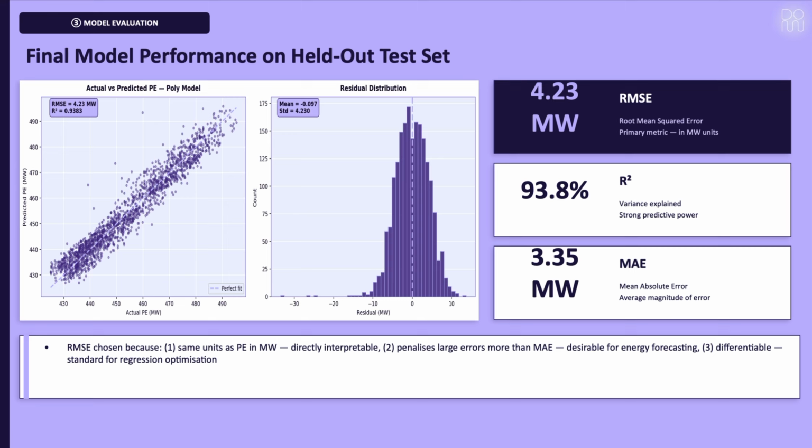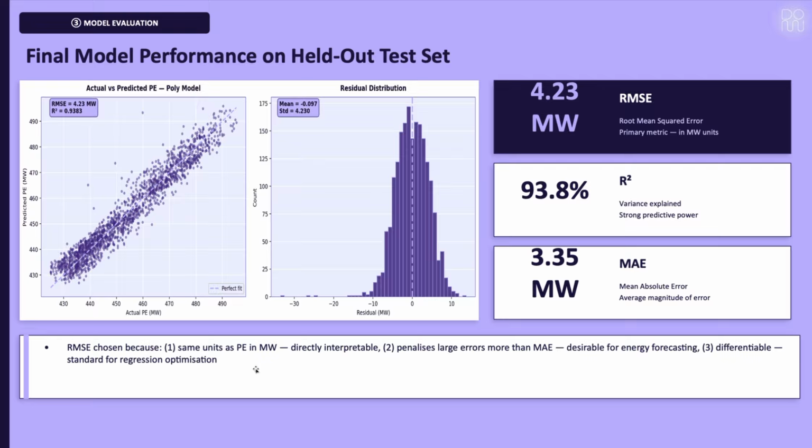Here are some screenshots of the final model performance on the held-out test set. So we have here the data graph showing all of the combinations and the distribution, and the main thing would be our 4.23 MW, that was the root mean square error, and a 93.8% variance explained with a strong predictive power, and a 3.35 MW mean absolute error, the average magnitude of error. Those are good stats.